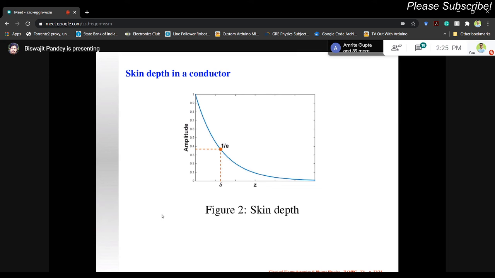So this is the direction along which the wave is propagating, and this is the amplitude of the electric field, and you can see that the amplitude gradually decays away as it penetrates inside the conductor. How fast it gets attenuated depends on the type of conductor you have, the conductivity, and the kind of electromagnetic wave that you are using, that is the frequency of the wave, right? And so this is the delta over which the amplitude is roughly 1/3 of the original, and this is called the skin depth of the conductor.